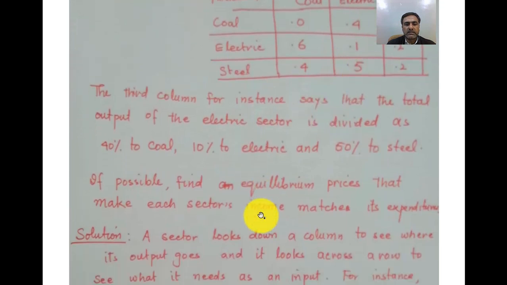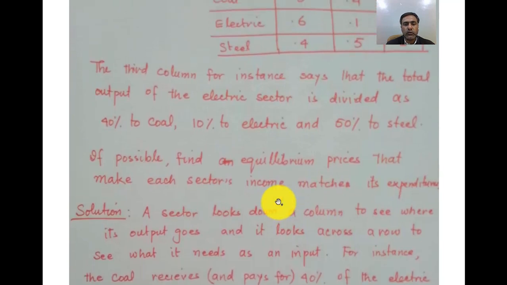Now the problem is, if possible, to find equilibrium prices that make each sector's income match its expenditure. So we are interested in equilibrium prices where each sector's income matches its expenditure.